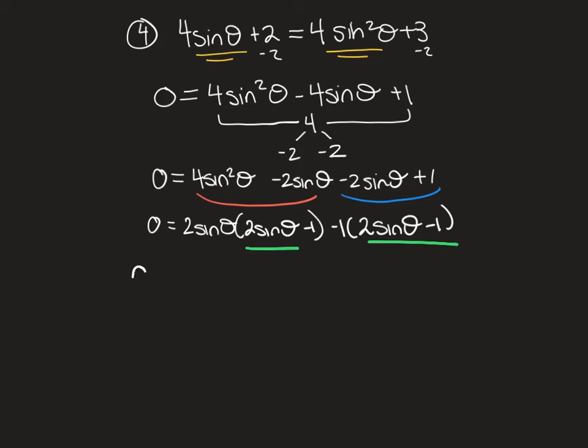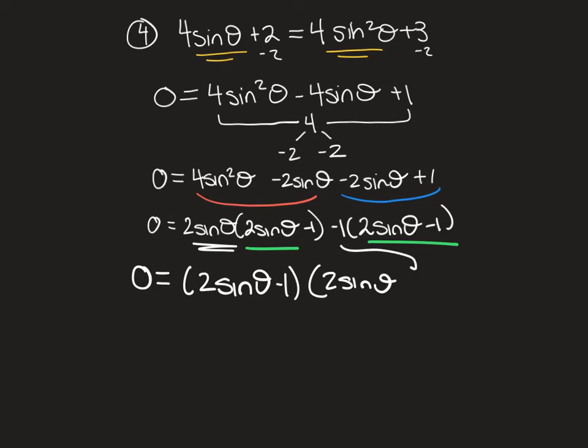And I did. So now I'm going to pull that green underlined thing out of both groups. I pulled my 2 sine theta minus 1 out of both groups, and I'm left with this 2 sine theta right here, and then the minus 1 right here. So we set each piece equal to 0, and in this case, our pieces are the same, so I only have to do it once. Add a 1 and divide by 2.